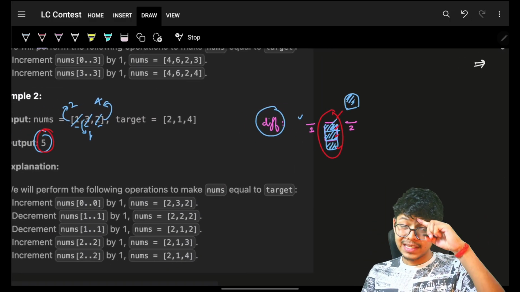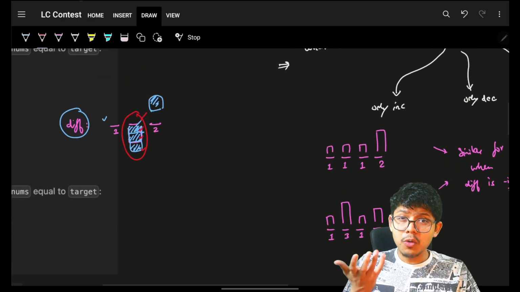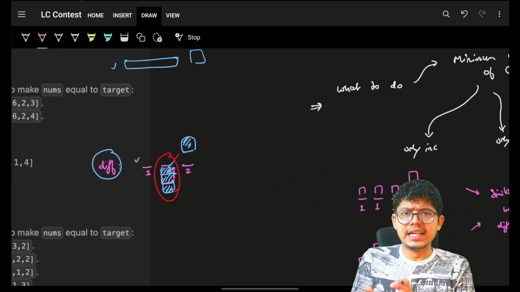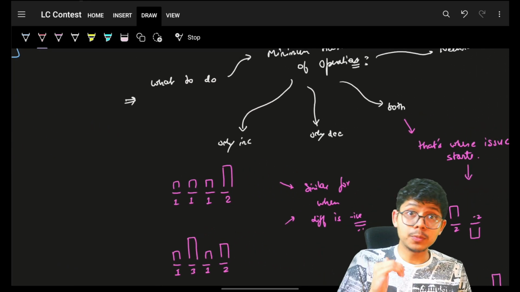Still they are 5. But still, Aryan, this example seems good, but how am I sure that I can handle these cases separately? I'm still confused. Yeah, it is true. You have to prove things.